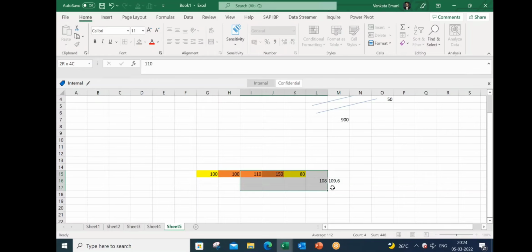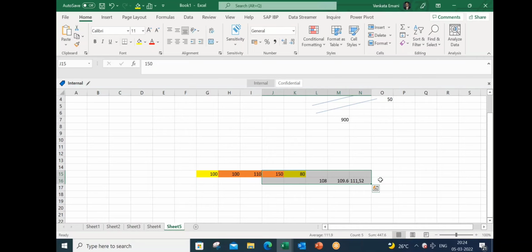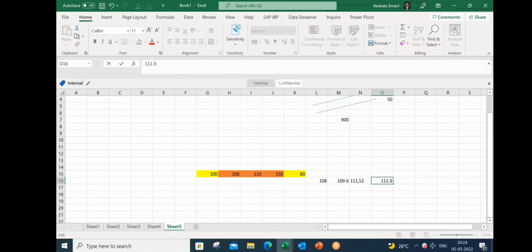What is the average now? 111.52. It will put 111.52. And what is the average now? You are understanding what I'm trying to do here? It is moving. Yes. I'm getting it. It will put 111.9. So we have discussed two forecast methods already. Simple average just calculates the average. Simple moving average moves on and calculates the average.